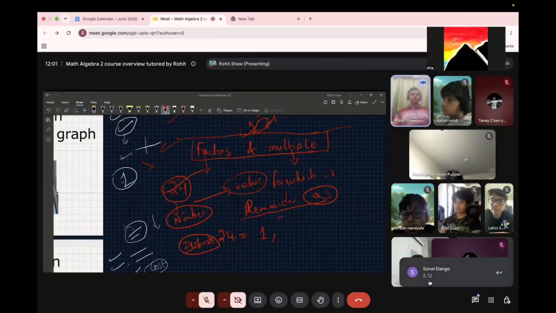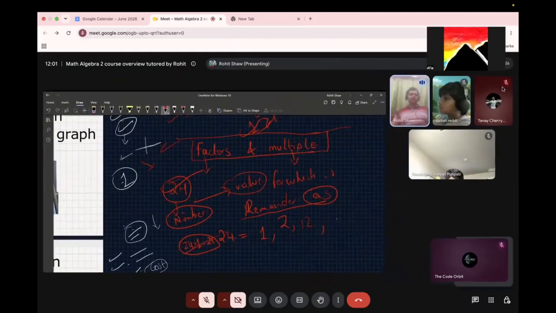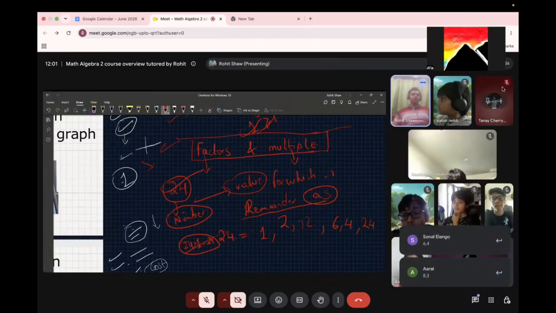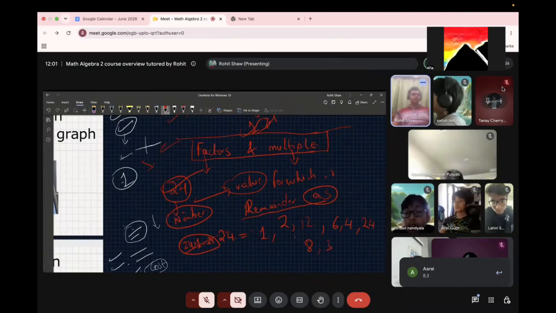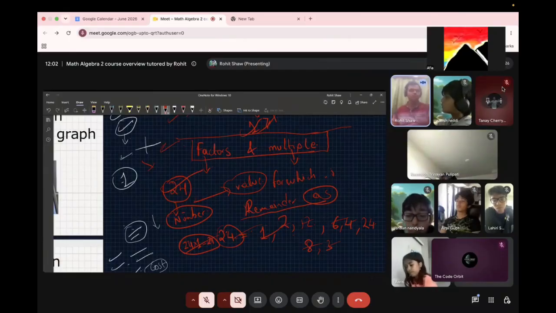Yes, 2 and 12. Thanks, Sonal. So 2 and 12. It can be 6 also. It can be 4 also. It can be 24 also. Right. Yes, 8 and 3. Right. So these are all factors. So when I divide with these, they leave behind remainder as 0. So these are the factors.